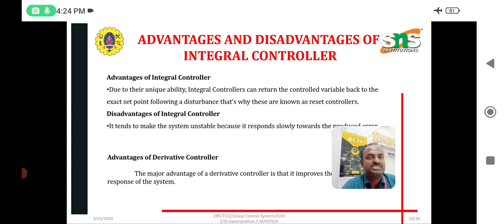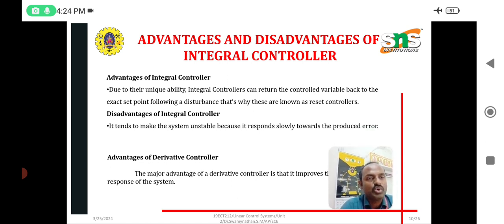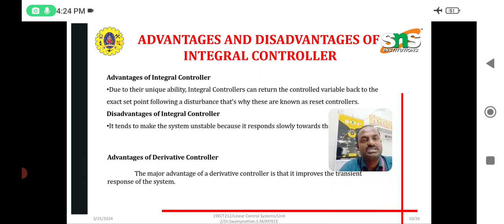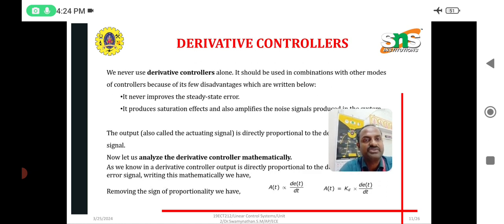Advantages mean that due to its unique ability, it returns the control variable back to the exact set point following a disturbance. That's why it is called a reset controller. Disadvantages mean it is unstable because it responds slowly towards the produced error. So these are all the disadvantages. The advantage of the derivative controller is that it improves the transient state of the response.